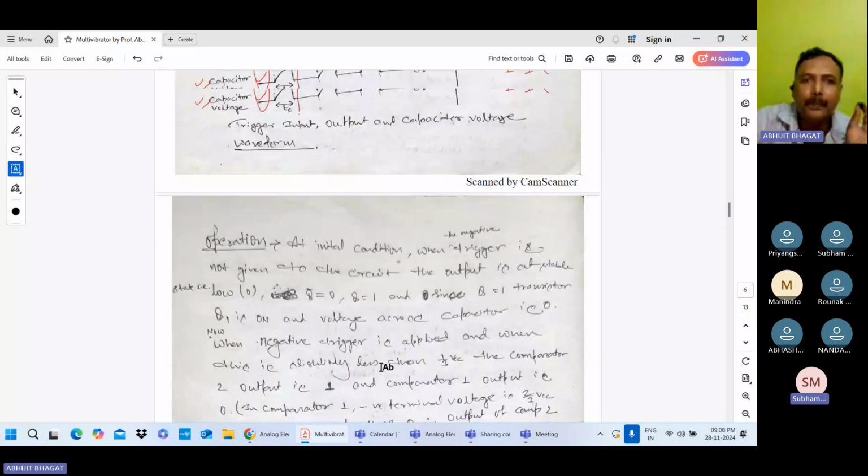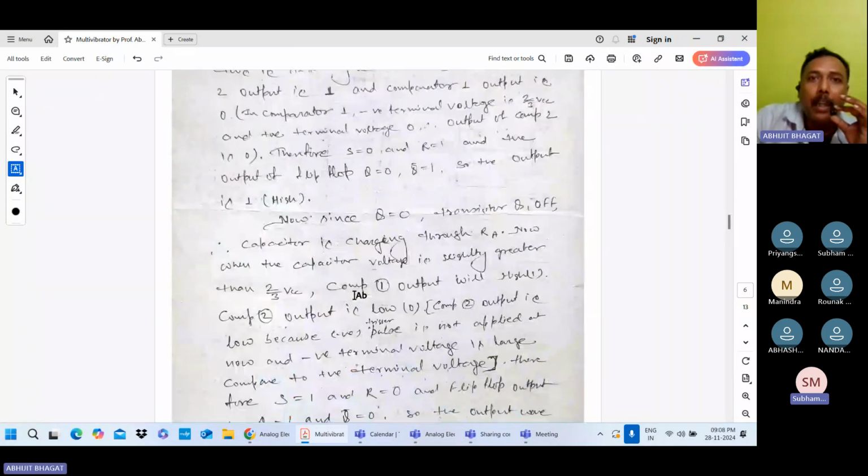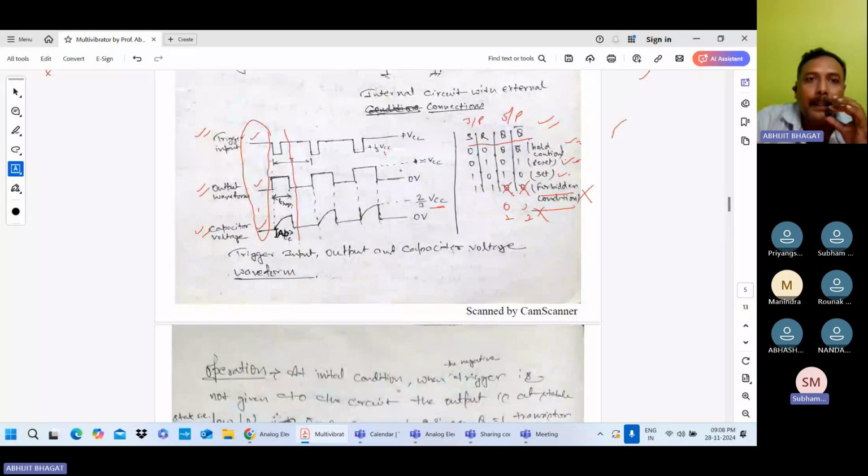Now see, this is the working, all about the working. The operation is written, and look at the circuit diagram. The operation is clear. So see this, T high means the time for which this output is high. So this is T high, and this T high is equal to TC. TC means the time for which the capacitor is charging. So T high is equal to TC, meaning the time for which the capacitor is charging is equal to the time for which the output is on or 1. TC is equal to T high.